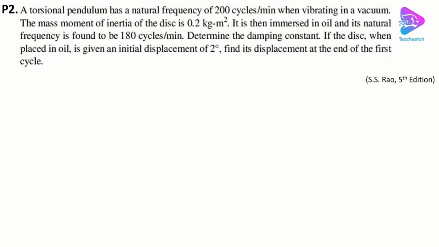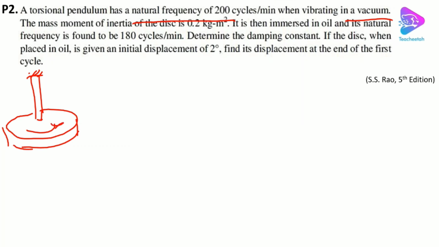Okay, so in this problem we have a torsional pendulum, and I will show you schematically what a torsional pendulum may look like. We know the natural frequency when vibrating in a vacuum. When we say vacuum, it means that there is no damping, or for simplicity there is no air resistance or liquid resistance. Imagine we have a shaft connected to a disc, and the disc is rotating with the angle theta.